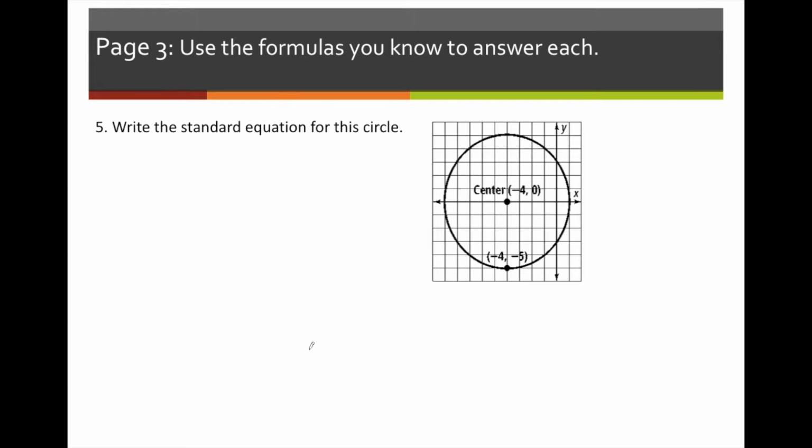Write the standard equation of this circle. I have my center as -4, 0, so I have (x plus 4) squared plus (y plus 0) squared, which is just y squared, equals my radius squared. They each just represent one unit, so 1, 2, 3, 4, 5. So 5 squared is 25.